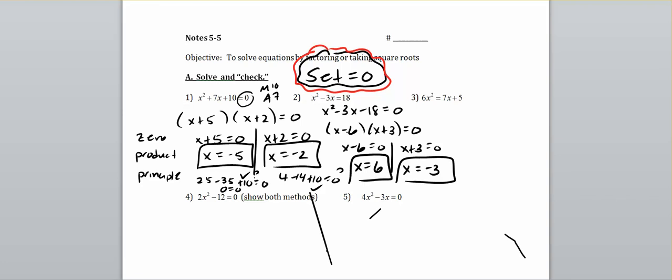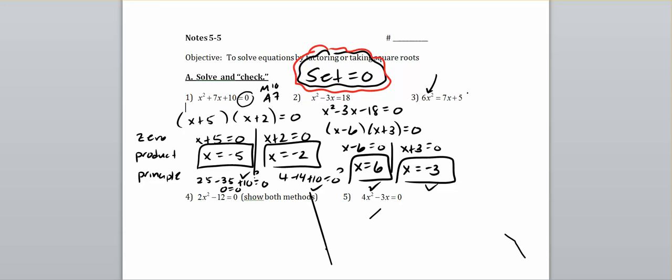You can go back in and plug back in. So it's like 36 minus 18. Yes, 18 equals 18. Plug back in negative 3. 9 plus 9 is 18, and it is. Okay, so you can do an informal check, but just know that you can always check your solutions in your original problem.